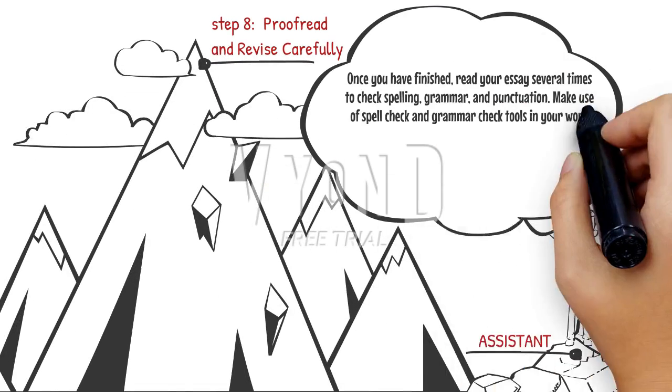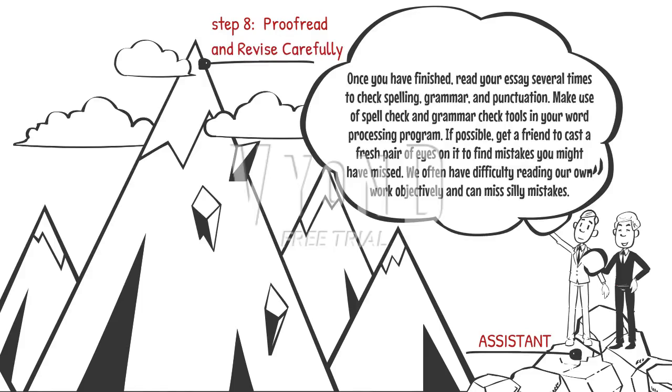Step 8. Proofread and revise carefully. Once you have finished, read your essay several times to check spelling, grammar, and punctuation. Make use of spell check and grammar check tools in your word processing program. If possible, get a friend to cast a fresh pair of eyes on it to find mistakes you might have missed. We often have difficulty reading our own work objectively and can miss silly mistakes.